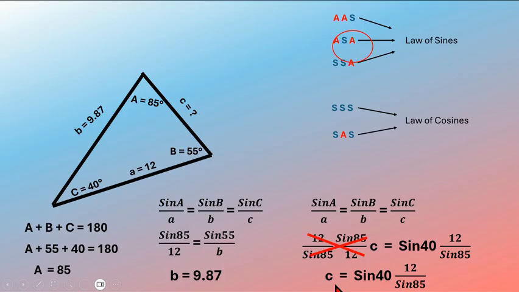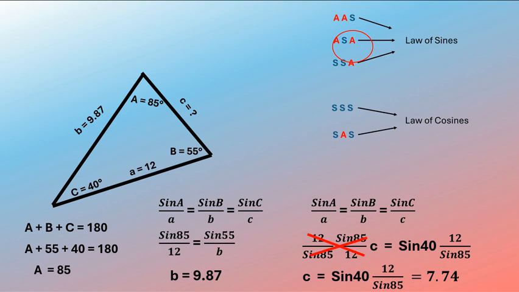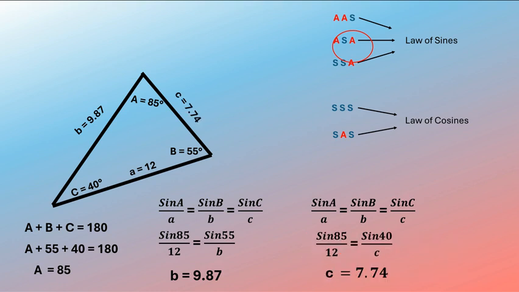We have all this left over, and we have to put that in a calculator. Again, I'm going to go to the Desmos Scientific Calculator. And you see that we got 7.7429, which rounds to 7.74. All right, so now we have found all three sides, all three angles. All right, so we're done with this triangle.